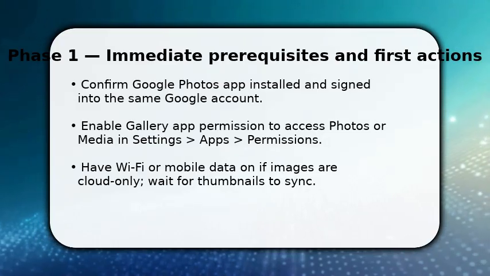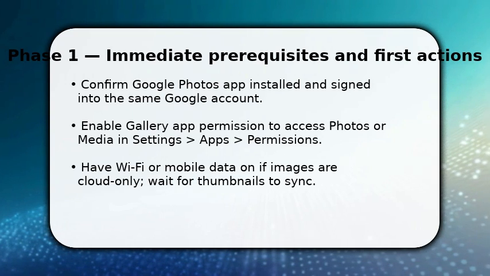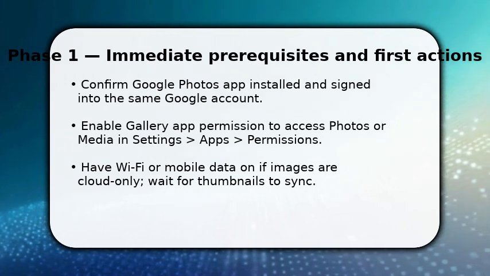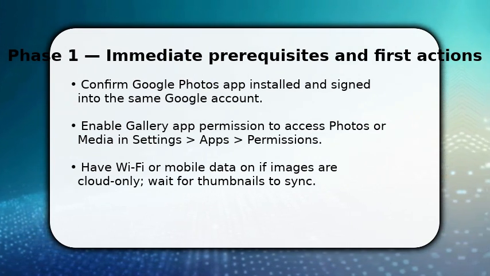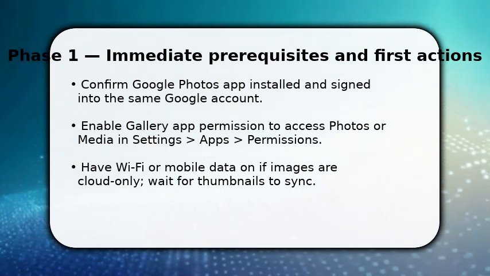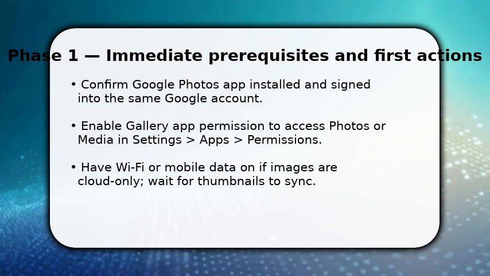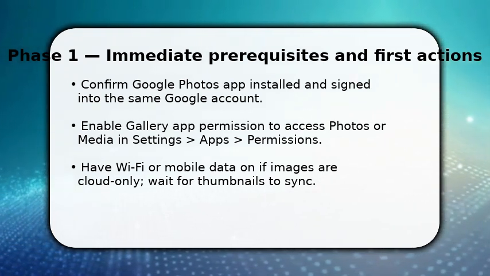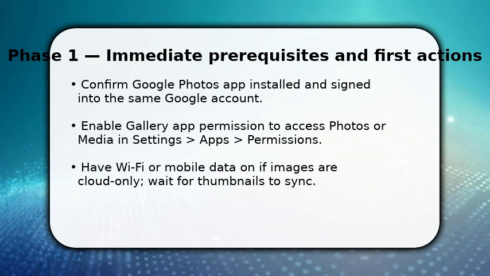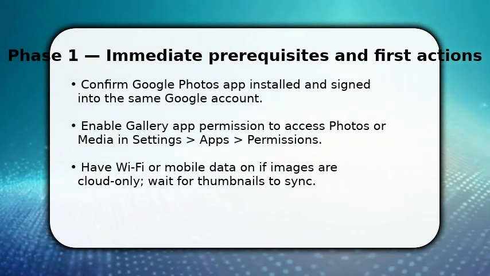You start by making sure Google Photos is installed and you're signed in. This makes your images available. Next, open your phone settings and grant the Gallery app permission to access photos or media. Without that, the Gallery can't display Google Photos content. Once done, enable network access, Wi-Fi or mobile data, so cloud-only items can sync.